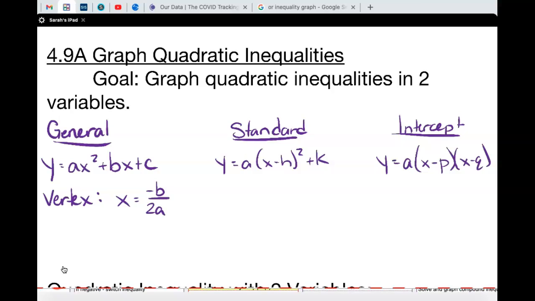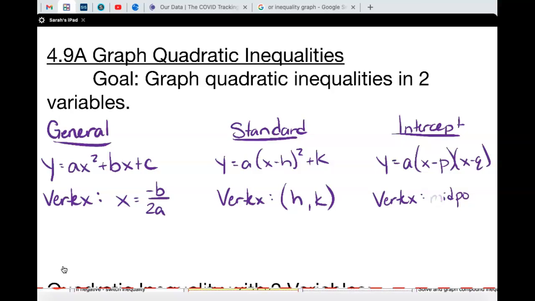Okay. So that's general form. What about standard form? How do I find the vertex? H, k. Yeah. So in standard form, it's nice because the vertex is literally right in the problem. You just need to pull out the correct numbers, and you always change that h value to positive. Okay. What about intercept form? It's p and q, isn't it?